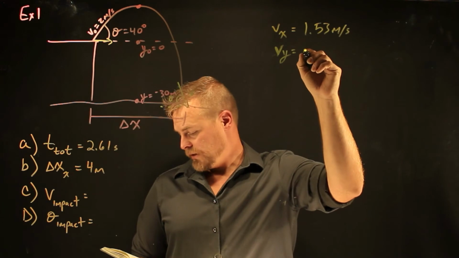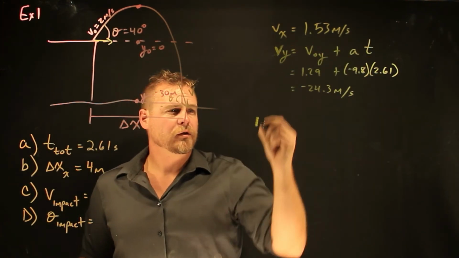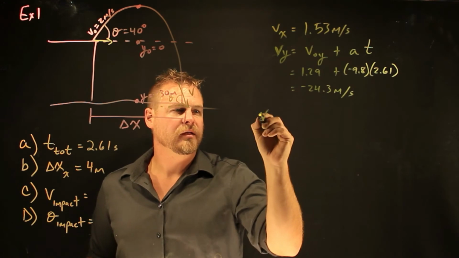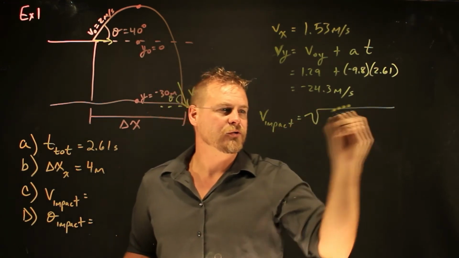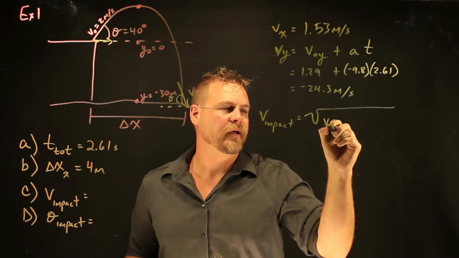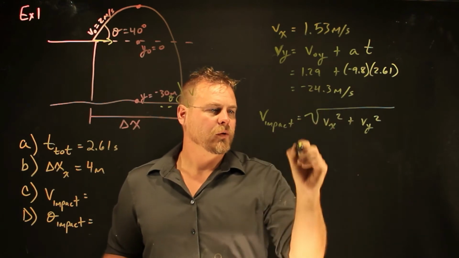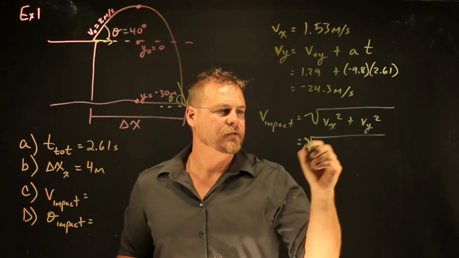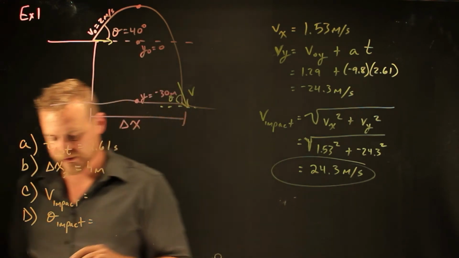V sub y is going to be equal to, now we recognize that these are components, and that in order to find the v impact, I'm going to need to use Pythagorean's theorem, where vx squared plus vy squared, take the square root of that and you'll get your velocity as my final impact velocity.